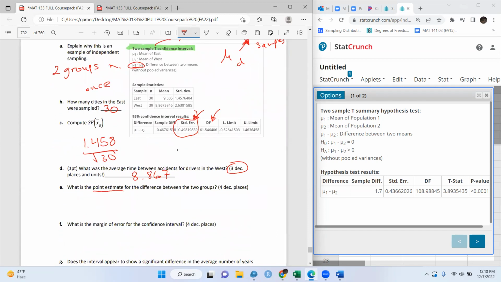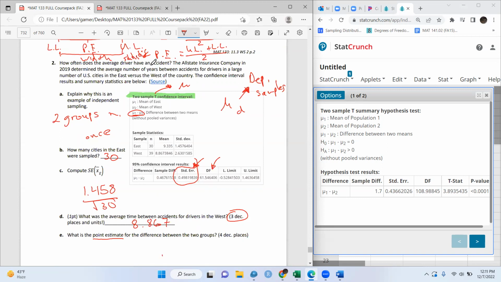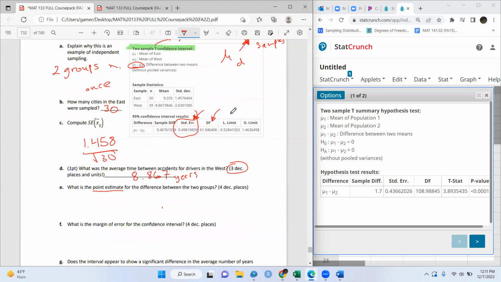So there's nothing to do for this one. It's just 0.4676. For D, it says give units, but I didn't know if it was minutes, hours. I think it says years. Oh, years. That's such an interesting number. It makes sense that an insurance company would want to know this because that's how they're going to calculate premiums.